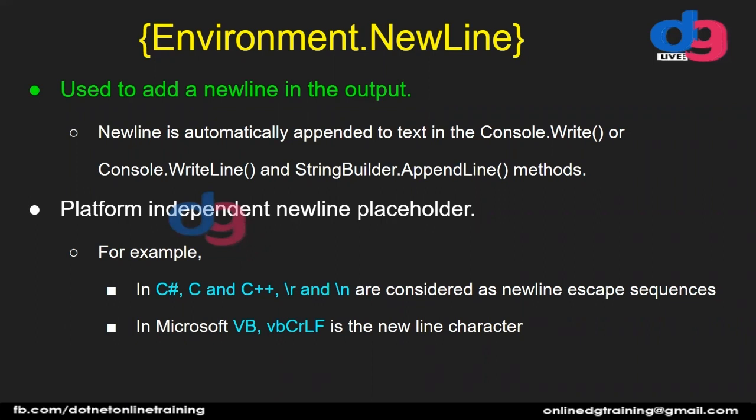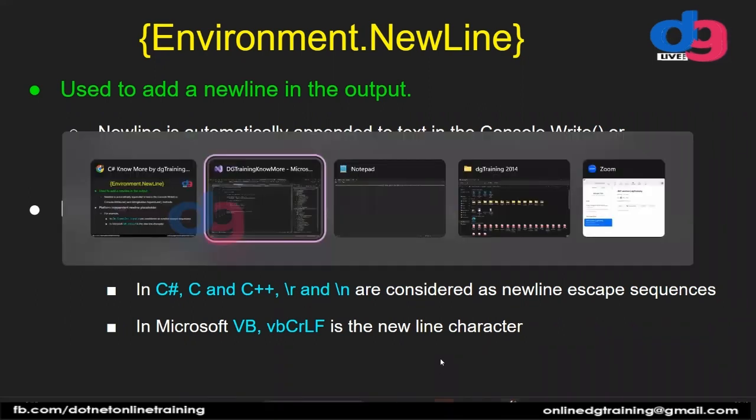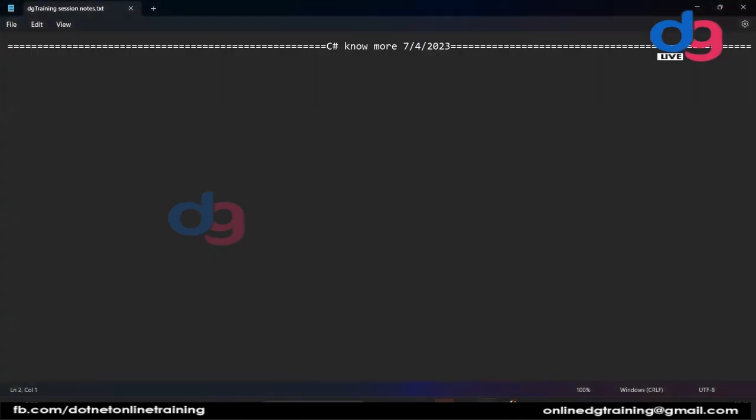Okay, now why is this Environment.Newline introduced? To make it platform independent. Platform independent means what? We are saying that in C, C++ and C#, \n and \r are considered as new line escape sequences, right? We know that.